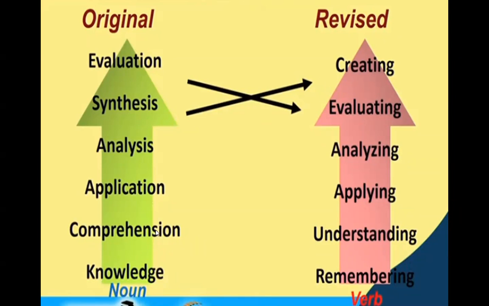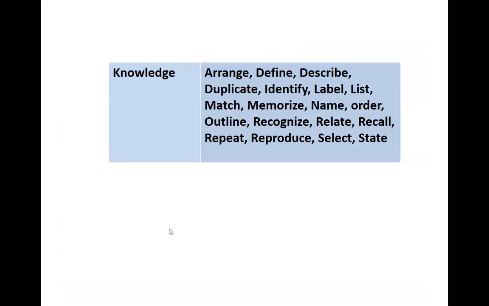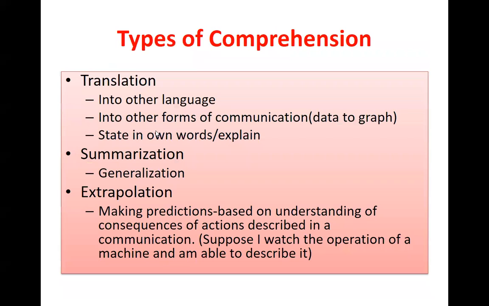Comprehension means you are able to translate. So suppose that you are translating something from one language to another language. That comes under comprehension. Into other forms of communication like data to graph, state in own words or explain, all those things come under comprehension. Then summarization means generalization. Then extrapolation means suppose you are watching the operation of a machine, you are able to describe it in your own words. That refers to extrapolation. So all these things come under comprehension.